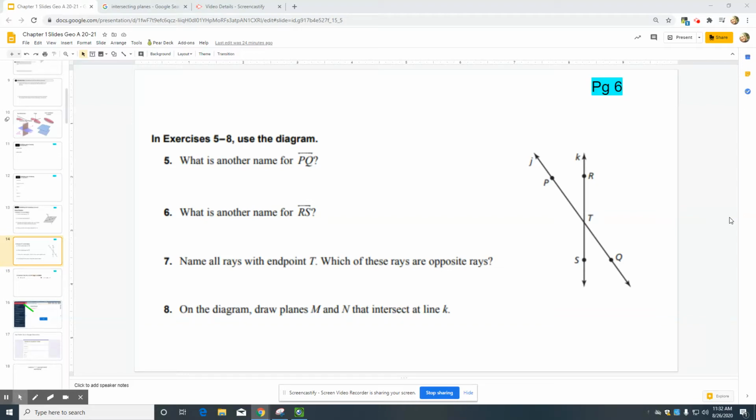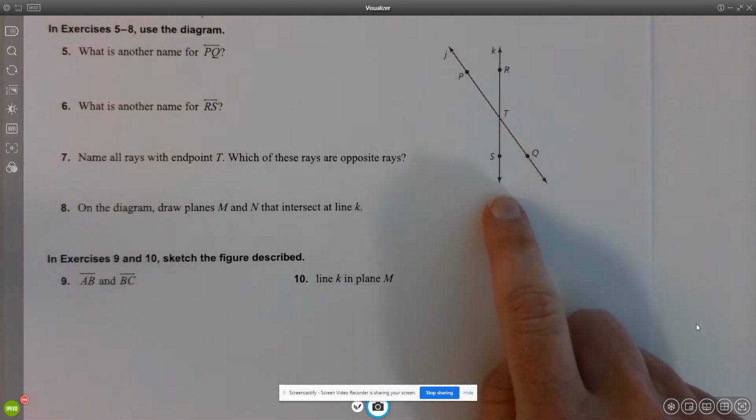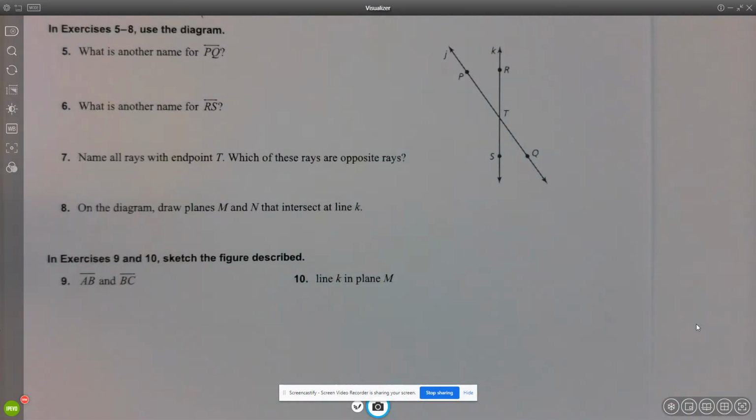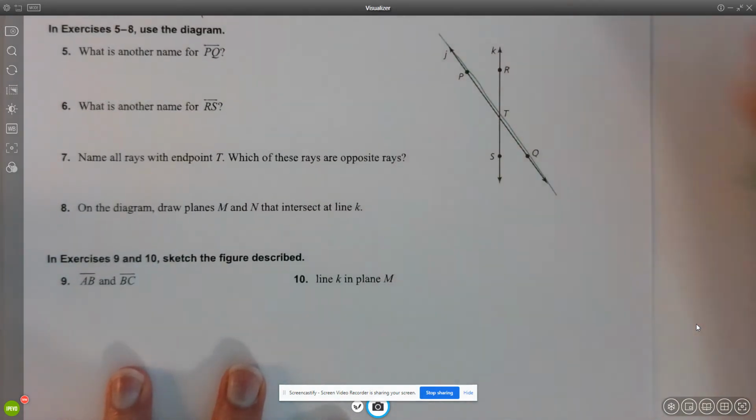Now we're going to complete the extra practice problems, numbers 5 through 10 in lesson 1.1. Again, this is on page 6, so make sure you are turned there in your student journal. In 5 through 8, we're going to use the diagram at the right. And number 5 asks us, what is another name for line PQ? So here's line PQ in the figure.